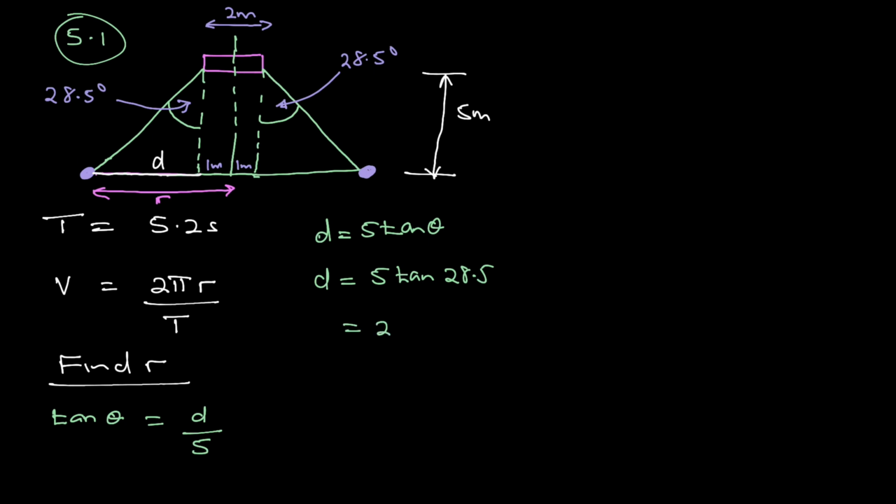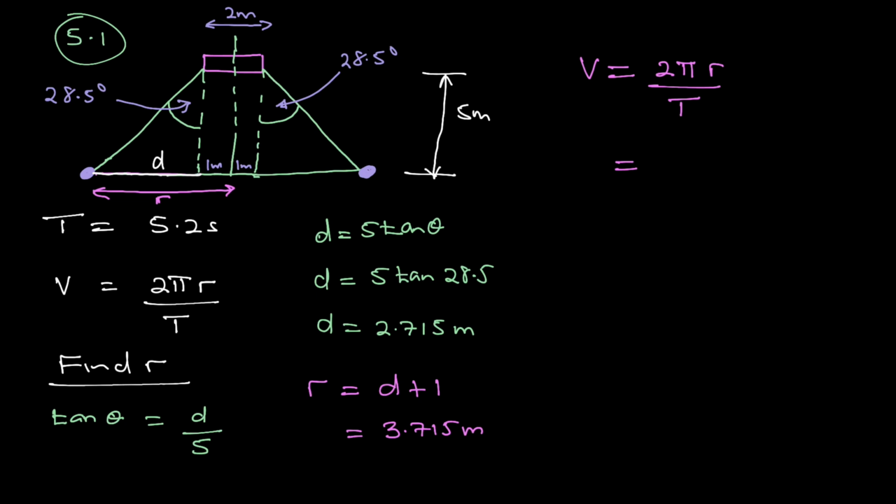So that gives us 2.715 meters. To find the radius R, the radius R would then be equal to D plus 1, and that would be 3.715 meters. Now I can use the radius to find the velocity. So velocity will be equal to 2 pi r over T, and that equals 2 pi times 3.715 over 5.2, and that gives 4.49 meters per second. So that's the linear velocity.